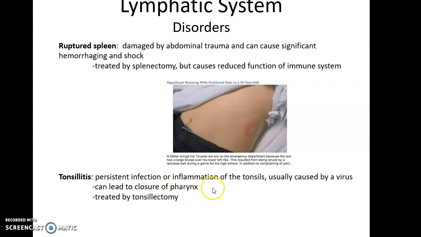And if the tonsillitis is severe enough, it can even lead to closure of the pharynx, making eating, drinking, and sometimes even breathing difficult. And it can be treated by tonsillectomy, so they can remove the tonsils, or at least the tonsils that seem to have this chronic issue. Turns out that removing the tonsils does not appear to affect the immune response.